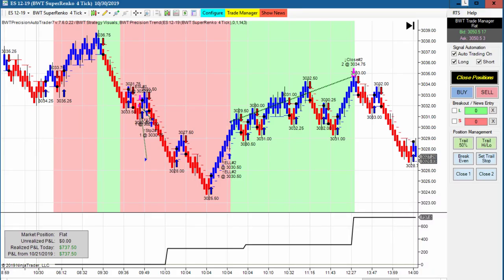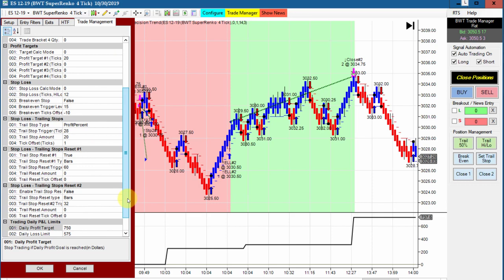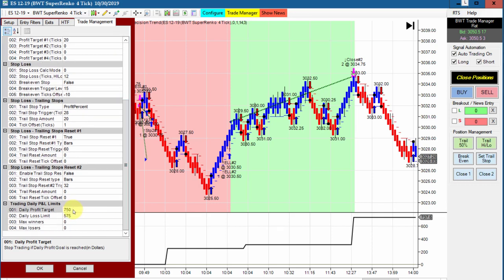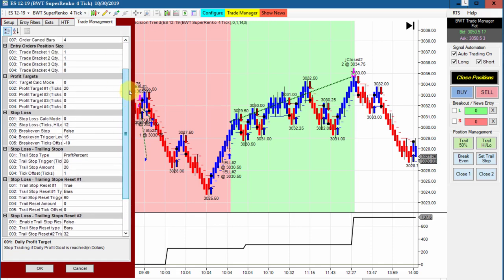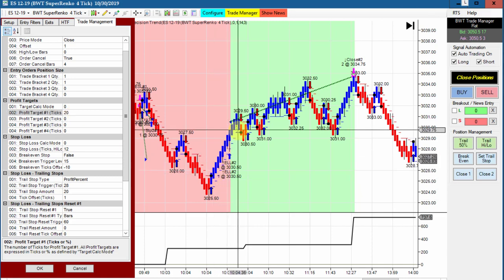Okay, so let's take a look at the Super Renko 4 with the 8-tick higher time frame chart. This is today, and it did 737.50, and one of the reasons why two contracts is better than one is I can go for a little bit lower goal. So this is 375 per contract, and you can do it in a different way. You can scale out. Here I'm just going for 20 ticks, which is 5 points in the E-mini S&P, and it's 5 bars. A 4-tick Renko bar is 5 bars in distance.